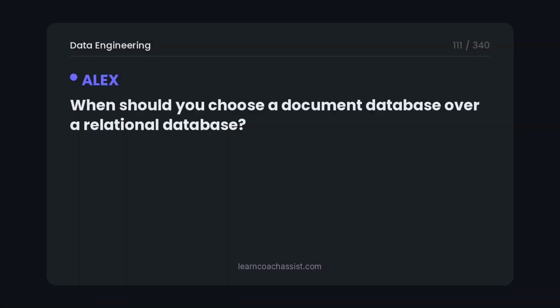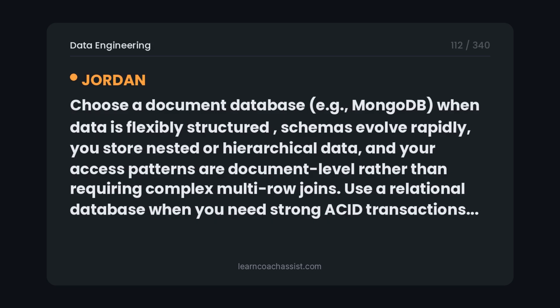When should you choose a document database over a relational database? Choose a document database, e.g., MongoDB, when data is flexibly structured, schemas evolve rapidly, you store nested or hierarchical data, and your access patterns are document-level rather than requiring complex multi-row joins. Use a relational database when you need strong ACID transactions across many rows, complex joins, and a stable schema.